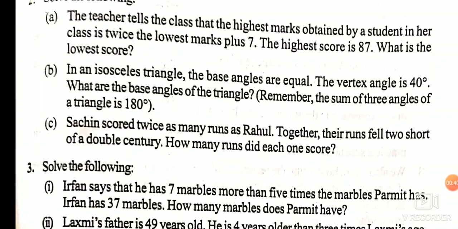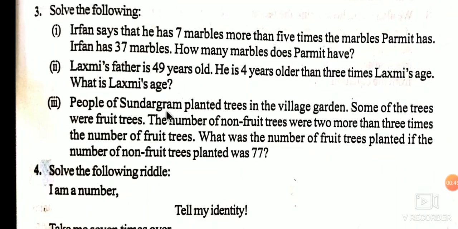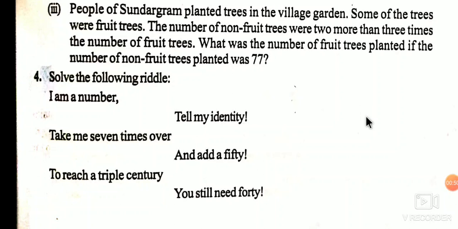Solve the following. This contains three problems, and the third one also contains three problems, and the last, the fourth one. These all have the same method. That means they are given in verbal form. We should write them in the form of an equation, and then find the value of the unknown variable. So now we shall move on one by one. Yes, first one.